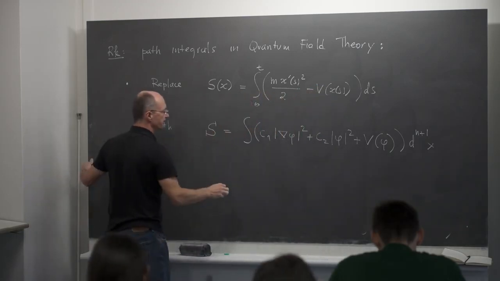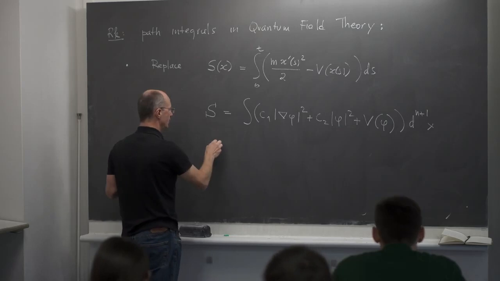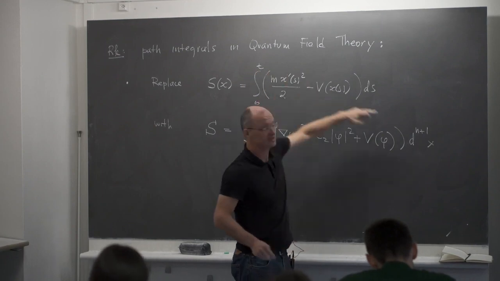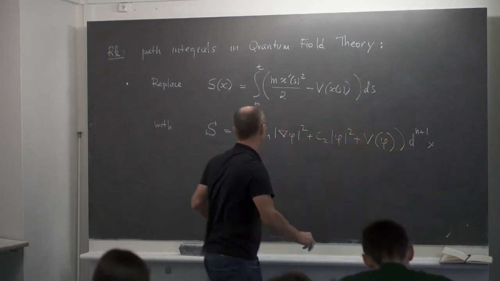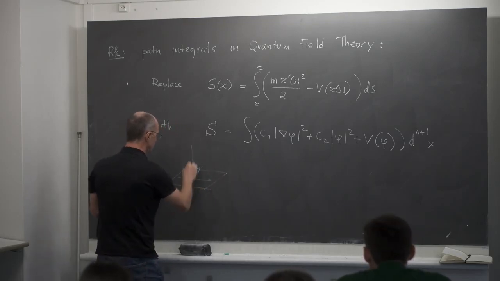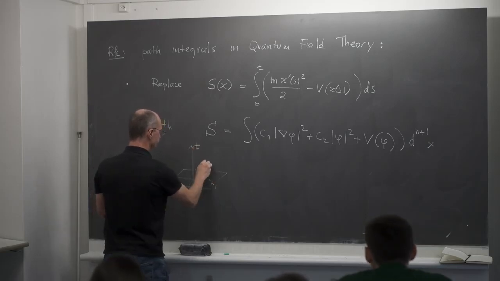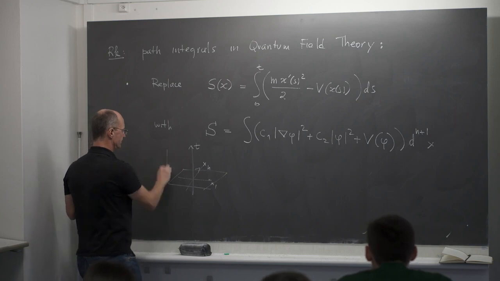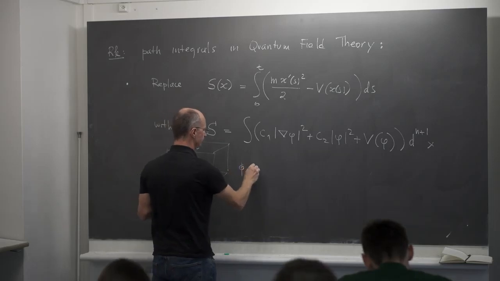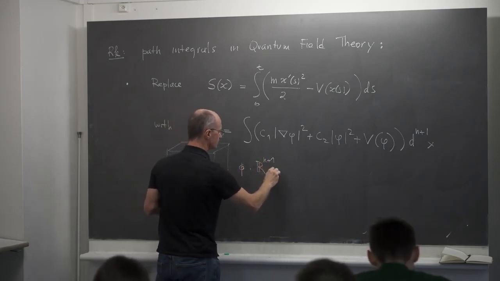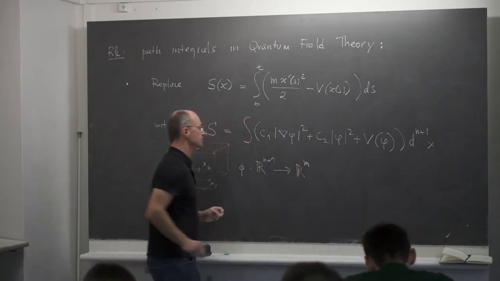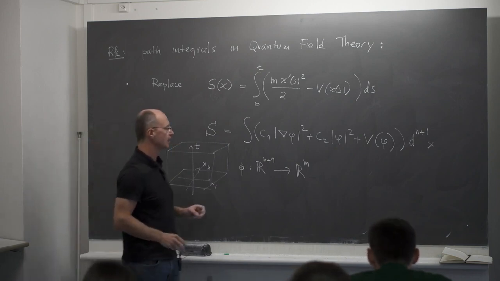Now this is an integral over the space of dimension n plus 1. So n equals 0 corresponds to classical mechanics that we were looking at. Now we can imagine that this is an n-dimensional space, and there is a time direction. So that's our picture. Now phi's are maps either to R or maybe to some other space of dimension M.